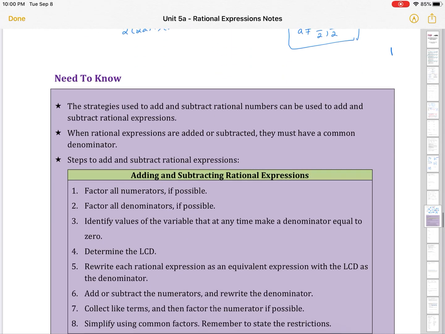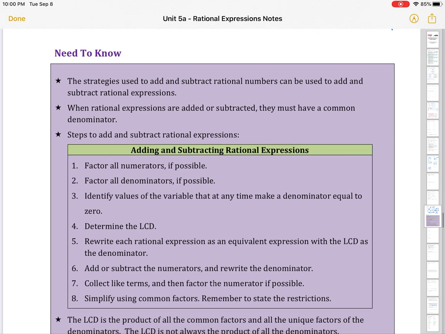So what are our need to knows? Strategies used to add and subtract rational numbers are used to add and subtract rational expressions. So when we add and subtract rational expressions, you have to have a common denominator. What are our steps? Factor the numerators if possible. Factor the denominators if possible. Identify the values of the variable that at any time make the denominator equal to 0. This is for our NPVs.